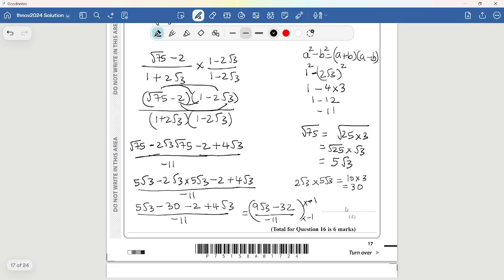So the final answer will be, if I multiply the numerator with negative 1, I get negative 9 root 3, and negative 1 times negative 32 is positive 32. So the answer, I can write it as positive 32 minus 9 root 3 over 11. So this is the final answer.